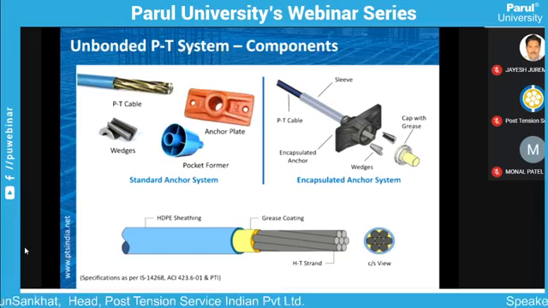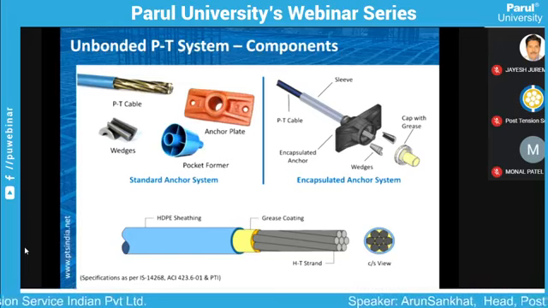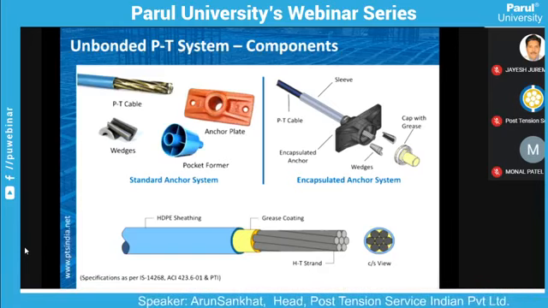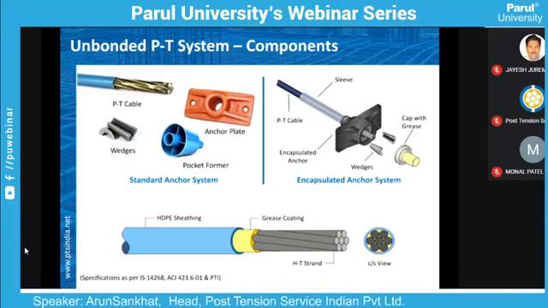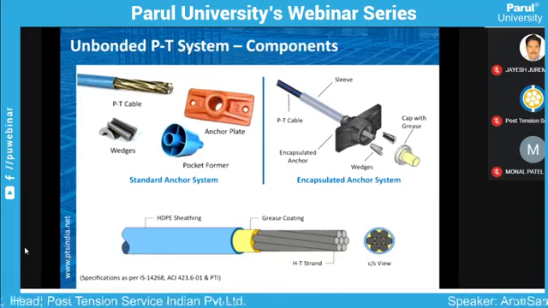The encapsulated anchor system is also shown here. The only difference is it is well protected against corrosion. So all the metal part is well encapsulated, or you can say well encased, by the HDPE plastic, and this is how we can protect the cable and all the material which can corrode, and it will be a more durable system.